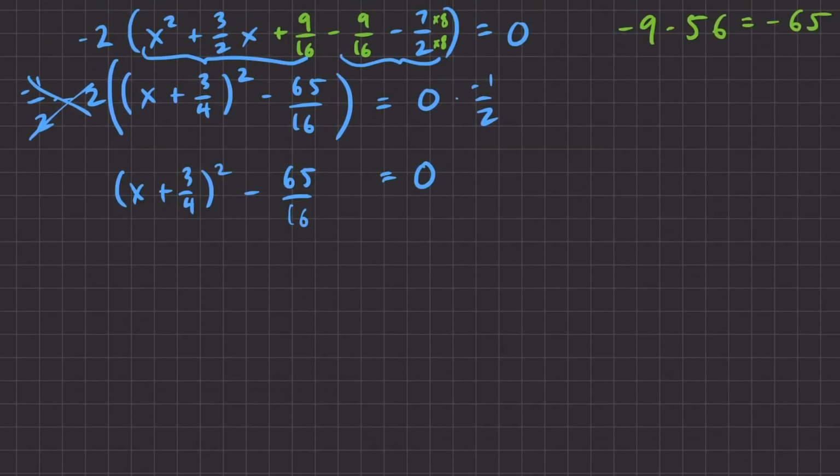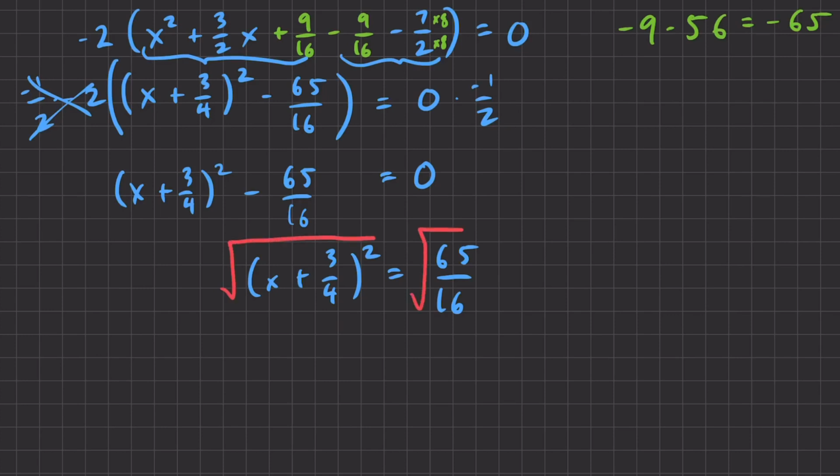We're almost done. Now let's bring this 65 over 16 to the other side. So we're left with x plus 3 over 4 squared equals 65 over 16. Now we'll take the square root of both sides. One thing to remember is that when you take the square root, when you introduce that symbol, you will get a plus and a minus sign. Okay? So these square roots cancel with this power of 2. That's why we took the square root.